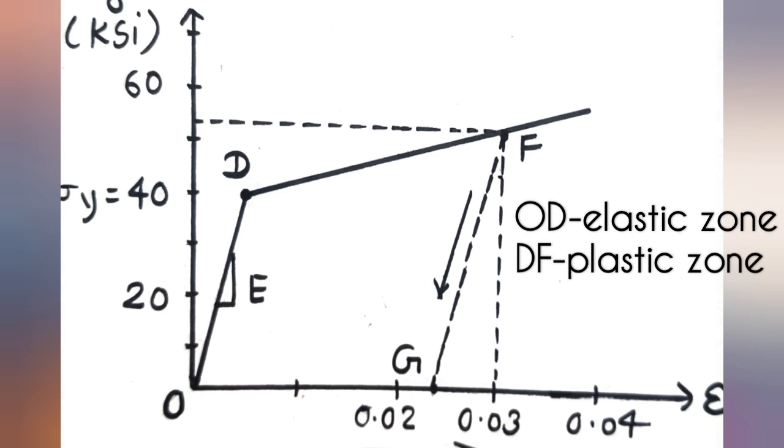Now look at the part DF, the second part of the diagram. It is also mentioned that the hammer handle deforms plastically, so there will be some permanent deformation in the handle. The maximum deformation that can arise in the plastic zone is denoted by the point F, and the corresponding strain is 0.03. We can read the value of strain from here, that is simply 0.03. To calculate the elongation, I'll explain one by one.